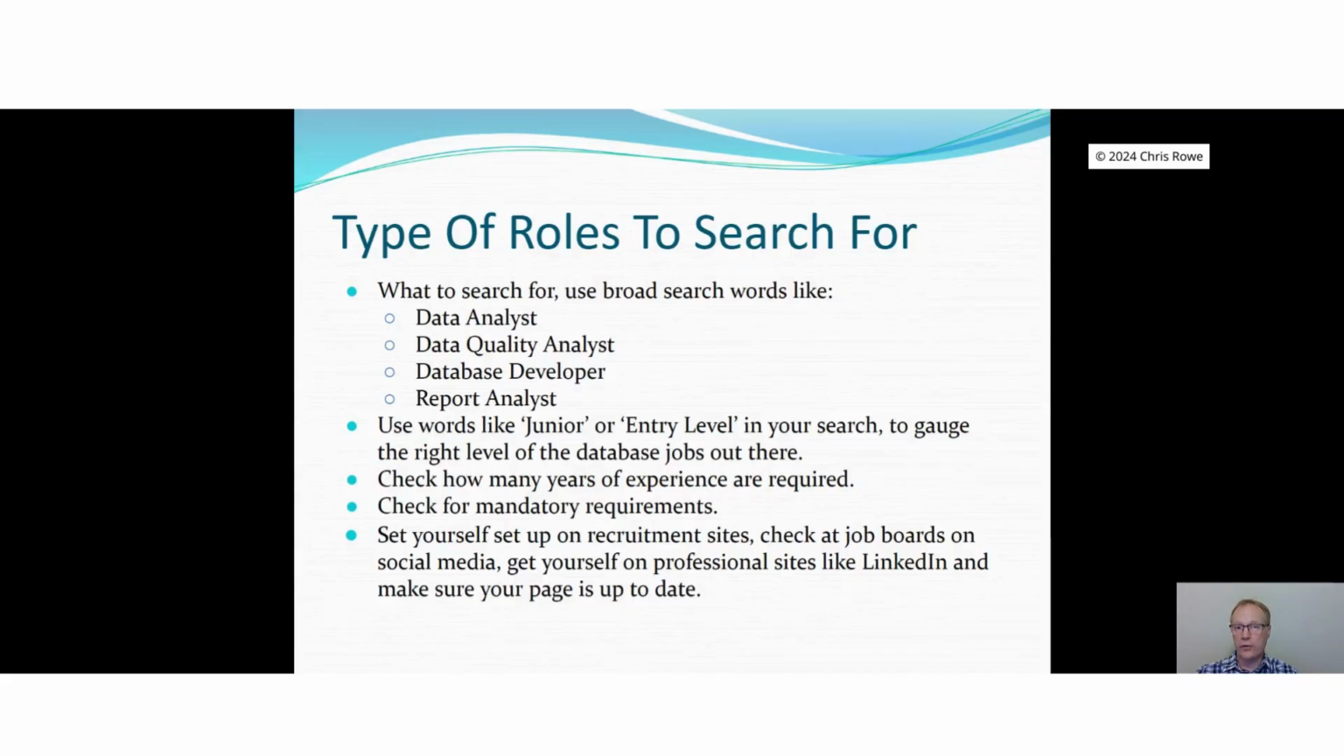Now, what I've also found is quite handy is to use words like junior or entry level in your search. So for example, you could be looking for junior data analyst or junior database developer. But again, it all depends on your country or your region or wherever it is you're searching. Sometimes a junior role can actually be a database role requiring a year or 2 of experience. So maybe you could try entry level, for example, and that might bring it down to the right level.